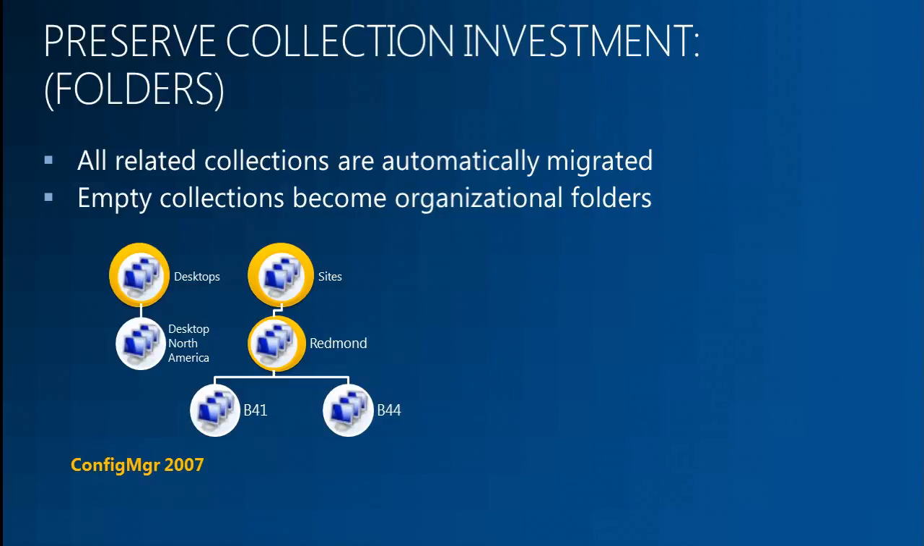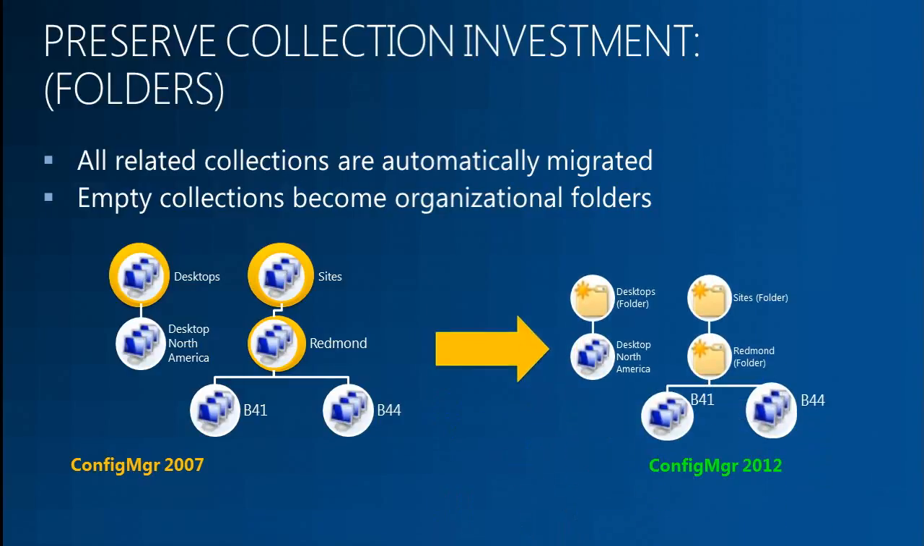When I migrate those over, what it's going to look like after it gets done migrating is we're going to create three organizational folders, called desktops, sites, and Redmond. And then we're going to create three collections, so moving those collections over: desktop, North America, building 41, and building 44. So empty collections, if they don't have deployments or advertisements targeted to them, will become organizational folders.